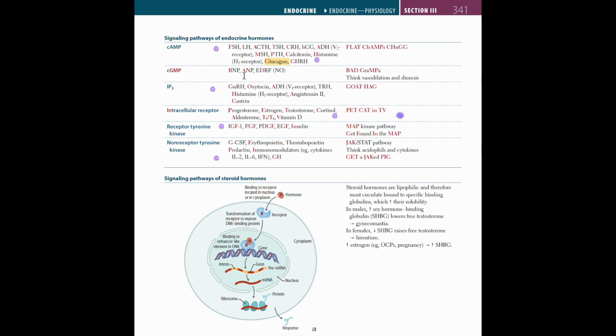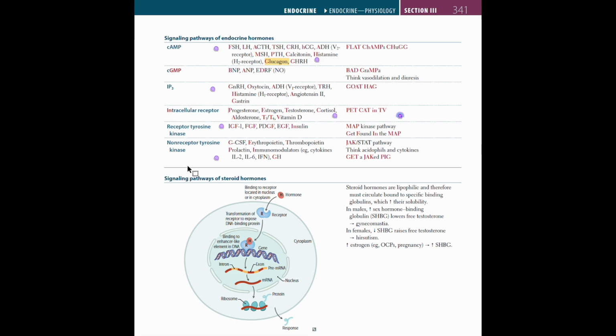So you got your BNP and ANP. That's both going to be natriuretic peptides. You got the brain one and you got the atrial one, but both of them are going to be natriuretic peptides that are going to increase urination or diuresis. And then EDRF, more commonly known as NO, is going to lead to vasodilation. So this is a smaller group, so this one I would say is going to be easy to remember after you've seen it a few times, but the other one's going to be a bit trickier.